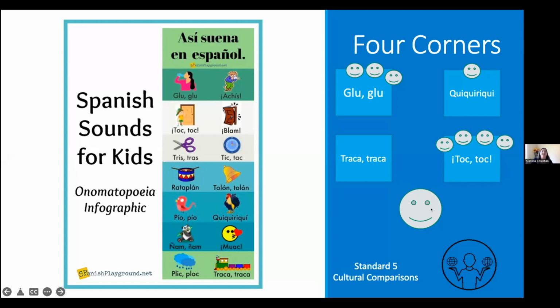The student at the front, without looking, has to pick one of those sounds. So they might say tuk, tuk, and everybody at the tuk, tuk station is eliminated. They have to sit down.